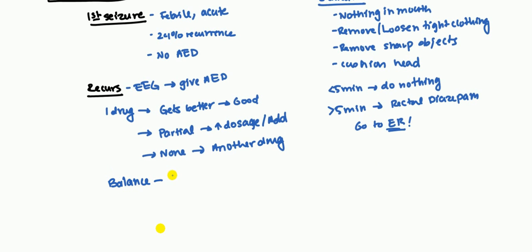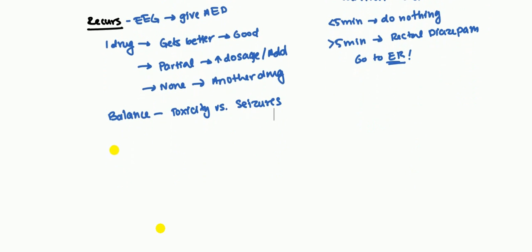Now, here's the thing: there does need to be a balance that the neurologist is always trying to make, and the balance is the toxicity of the drug versus the seizures. So they are trying to limit the dosage and the type of drug they use depending on what type of seizures they're having. There are some general principles that you can use, and I kind of alluded to this earlier.